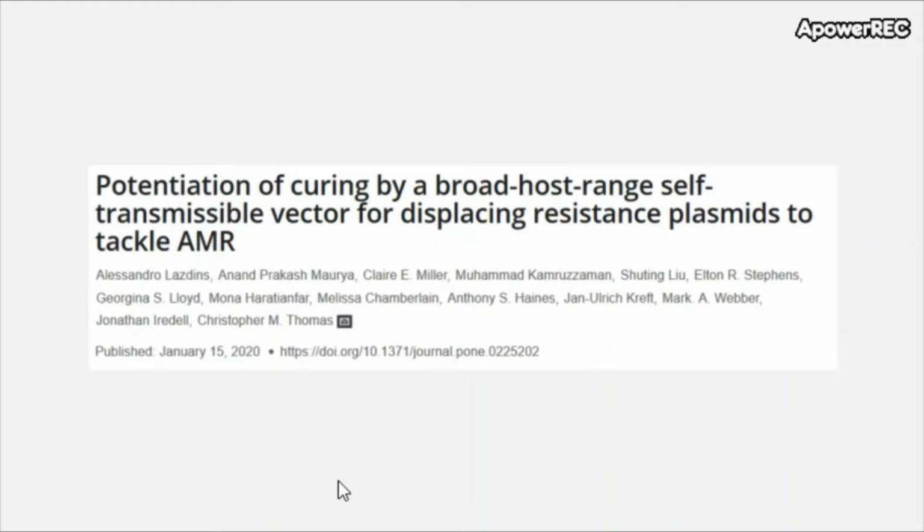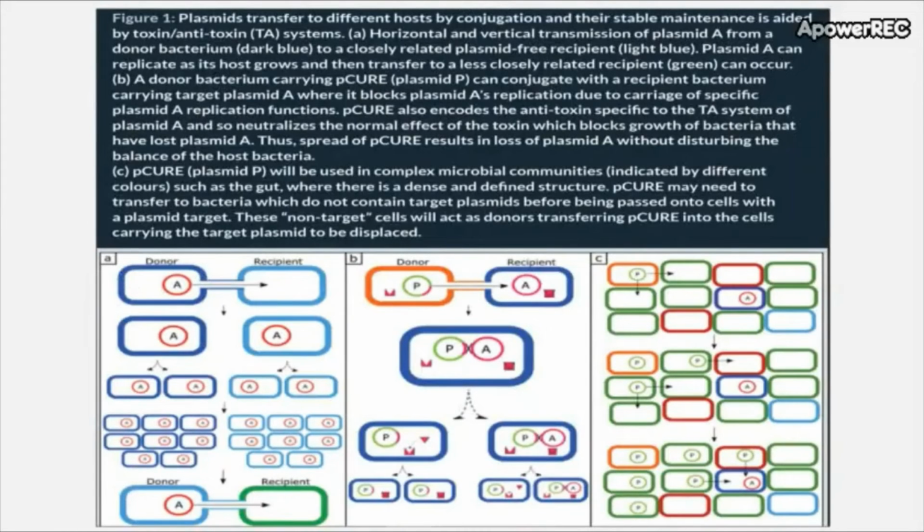This paper here is not required for you to memorize. However, it's an interesting emerging scientific technique to battle this spread of antibiotic resistance. The title of this article is Potentiation of Curing by a Broad Host Range Self-Transmissible Vector for Displacing Resistance Plasmids to Tackle AMR. This was published on January 15th, 2020. And in this figure right here, it shows the mechanism at which this occurs.